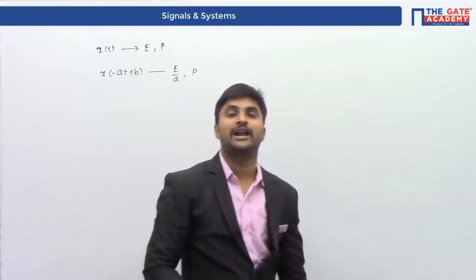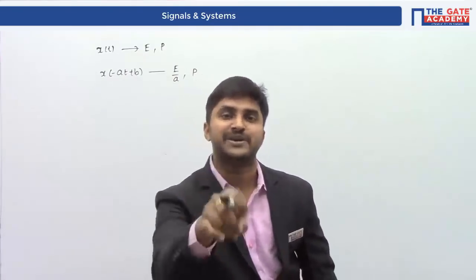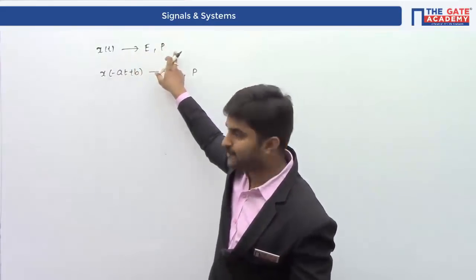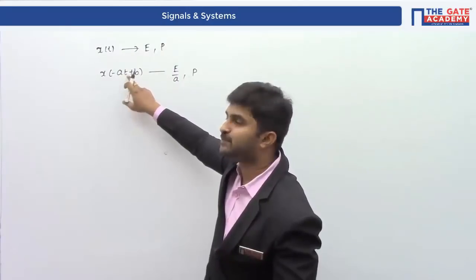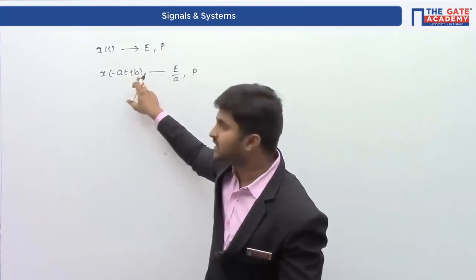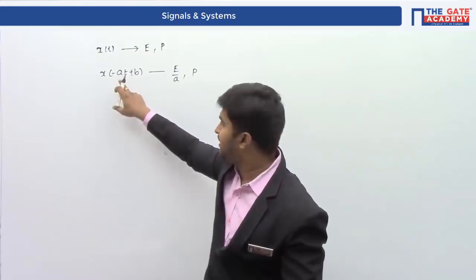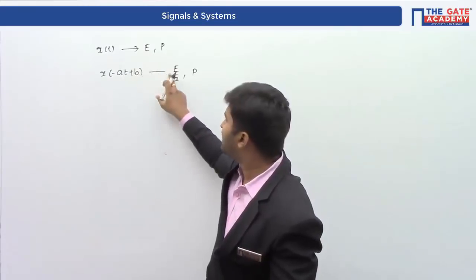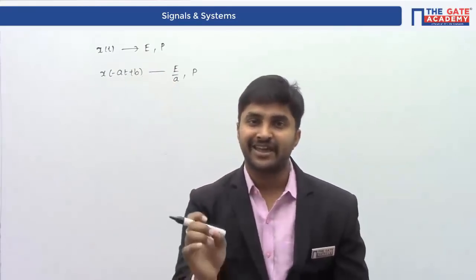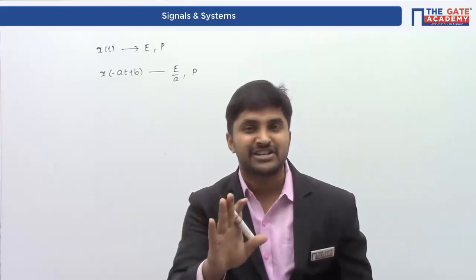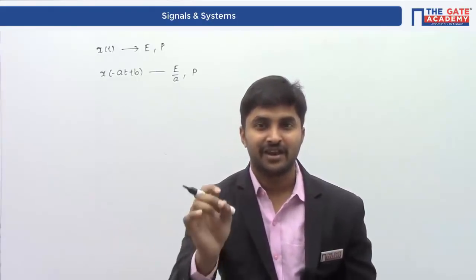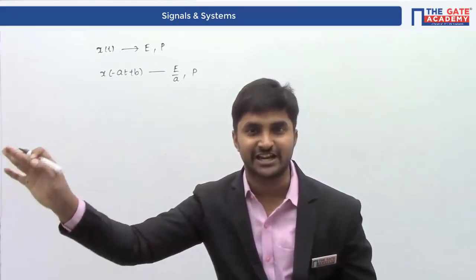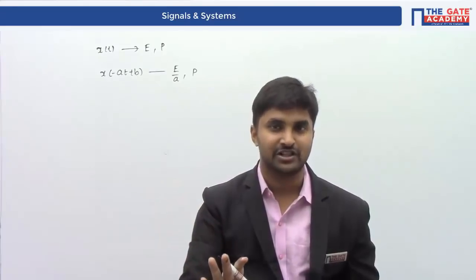This is a very important point as far as the GATE exam is concerned, and the question has been asked before. So when the signal x of t has the energy E and power P, consider x of minus at plus B. What is minus at plus B? B indicates the shifting, minus indicates the reversal, and A indicates the scaling. So energy is only affected by scaling, whereas power is not at all affected by shifting, scaling and reversal. This point is important to solve this question.